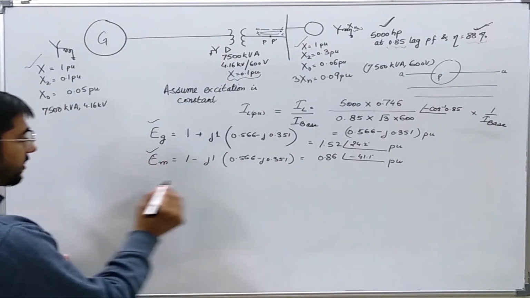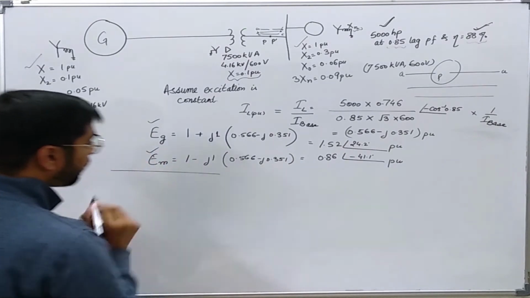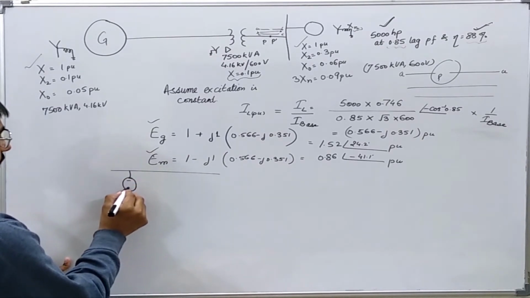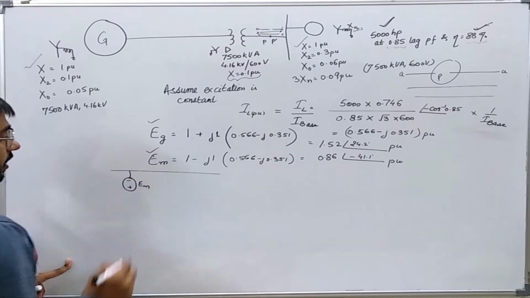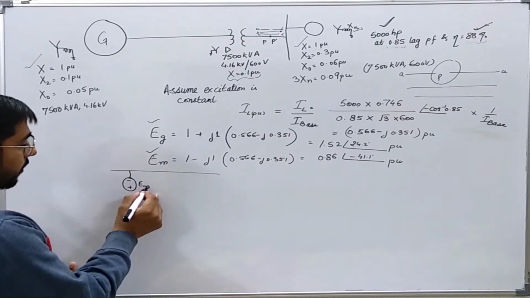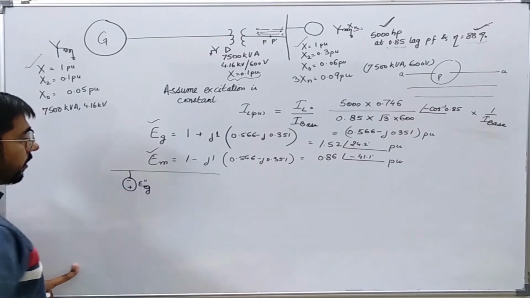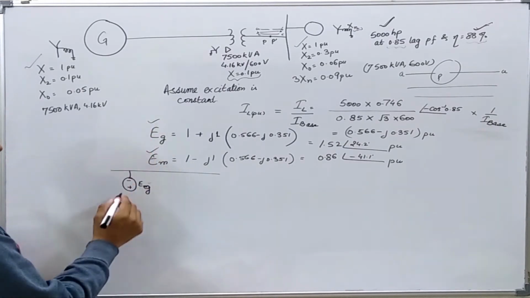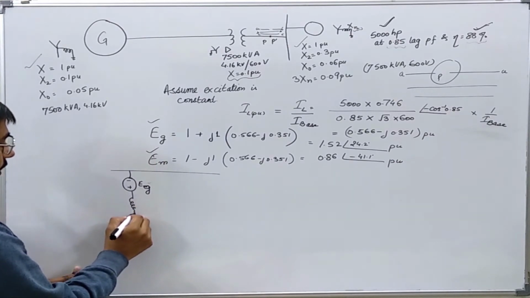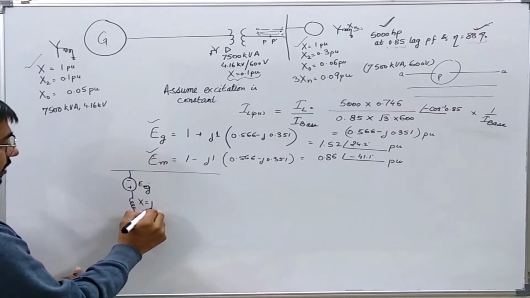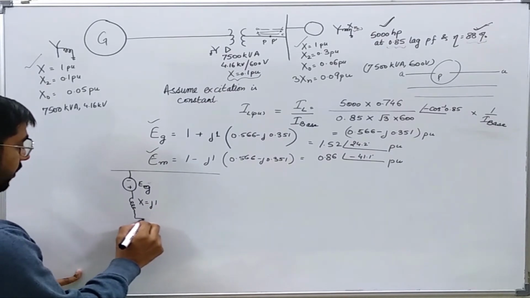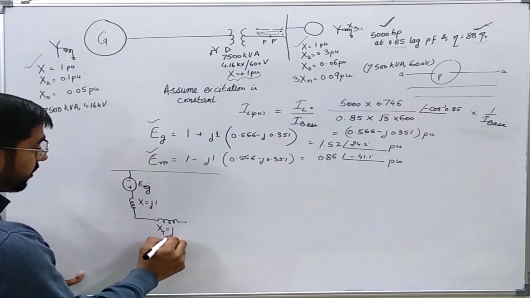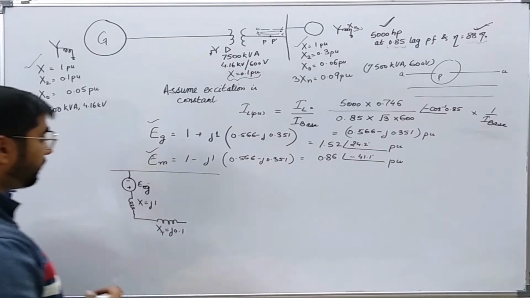For the positive sequence, this is the reference bus. Here comes the generator, Em. Clearly see that we are not using Eg double dash, we are using Eg, which we have calculated here. This is the synchronous reactance J1 per unit. This will be the reactance of the transformer, J 0.1 per unit.